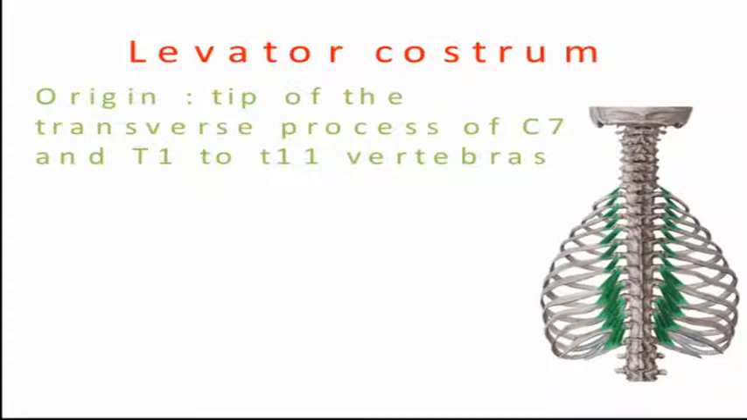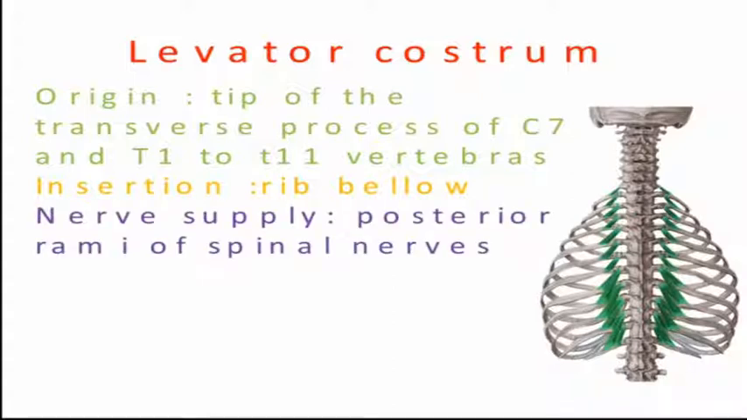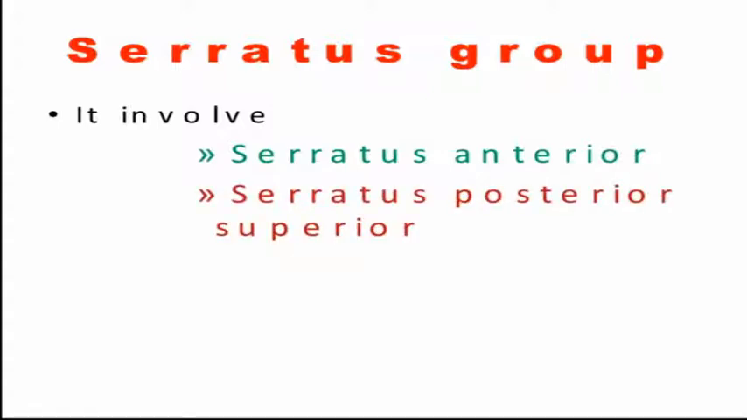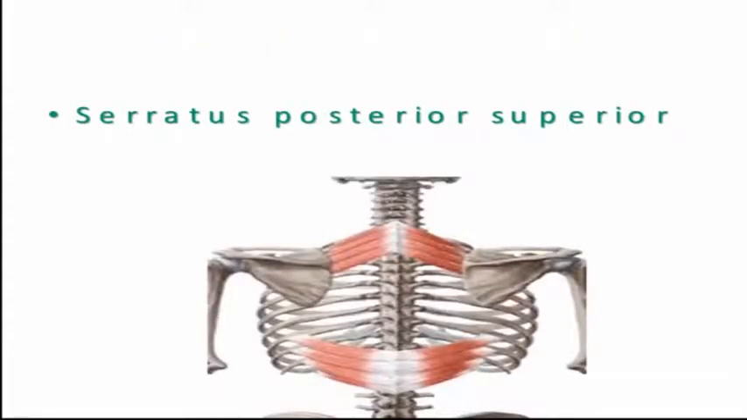It originates from the transverse process of the C7 to T11 vertebrae, and it inserts on the rib below the transverse process. Its nerve supply is from the posterior rami of the spinal nerves. Its action is the elevation of the ribs. Serratus group: serratus muscles are those muscles found anteriorly and posteriorly. They involve the serratus anterior, serratus posterior superior, and serratus posterior inferior. These are the serratus posterior superior and posterior inferior.